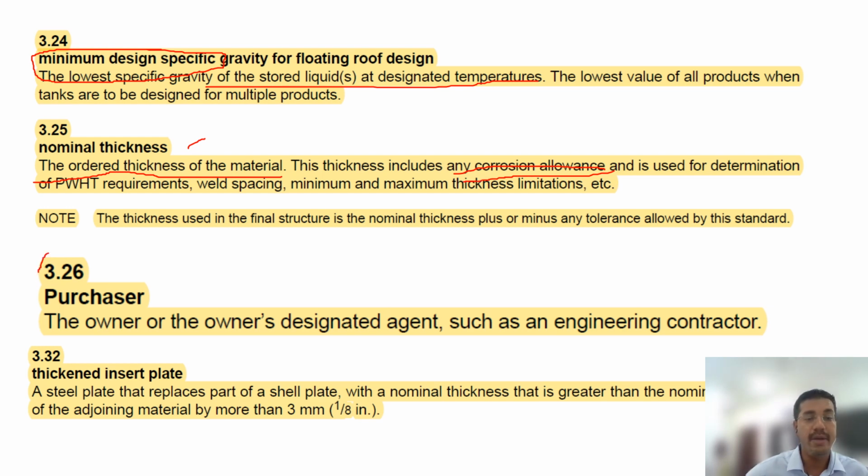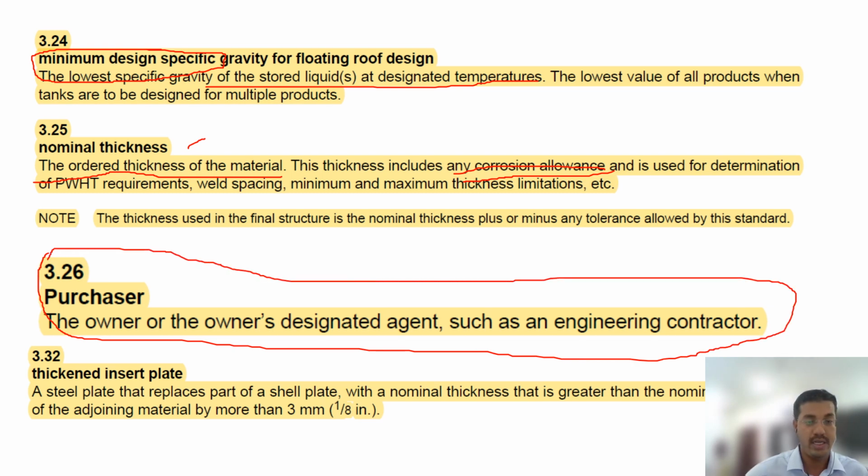Purchaser, this is very important. They always ask it in the questions. Purchaser is the owner. The owner or the owner's designated agent, such as an engineering contractor, is the purchaser. Thickened insert plates, I have already explained to you. If the insert plate thickness is more than 3 mm, then we call it a thickened insert plate.